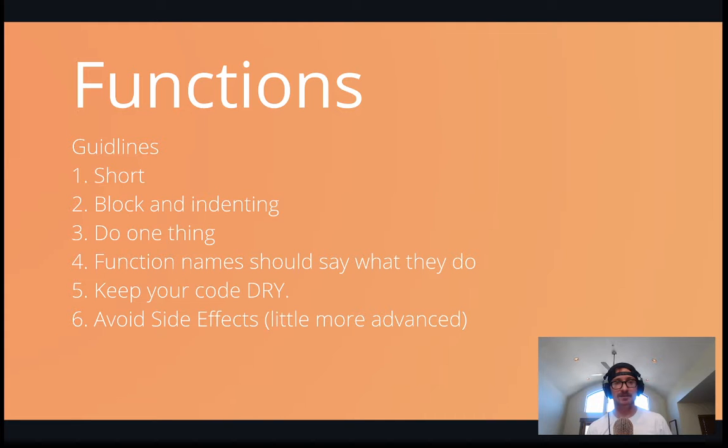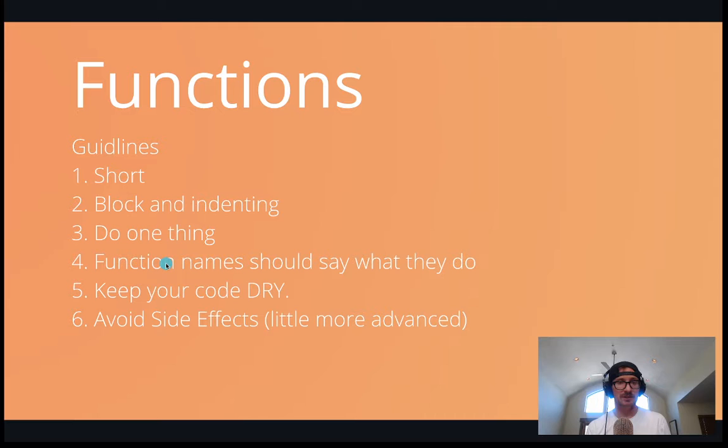So just some guidelines with functions. Keep your functions short, meaning lines of code. You don't want them too long. You want to keep them short and simple. We're going to want to do blocking and indenting. Just make sure our code is following conventions of the language. It's easy to read. Our functions should also only do one thing. If you're explaining your function and you're using the word and a lot, that might be a hint that you're trying to do too much within a function, and that you can probably break it up into smaller functions.